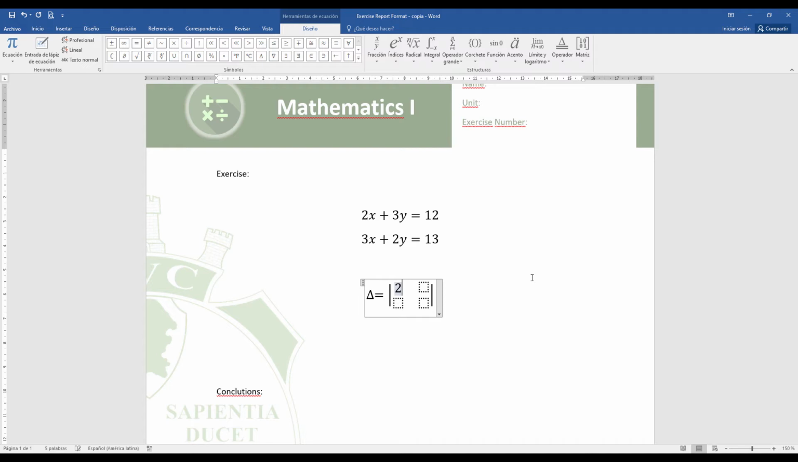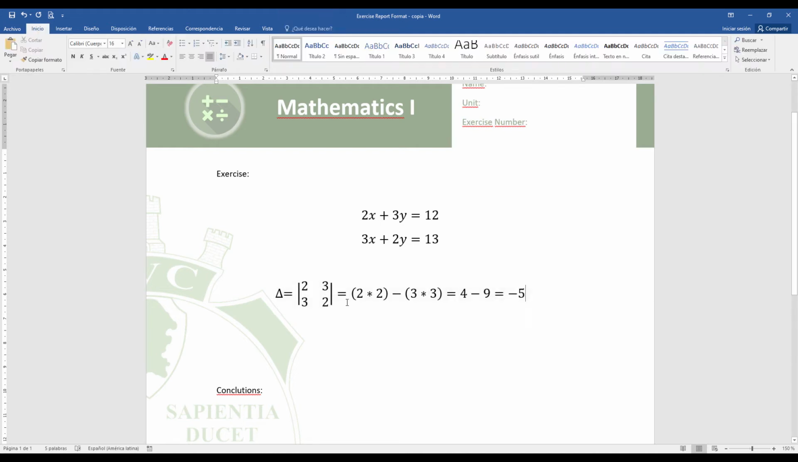In that case it is 2, 3, 3, and 2. Now you calculate the determinant of that matrix. How? You multiply 2 times 2 minus 3 times 3. So this is 4 minus 9, equals minus 5.